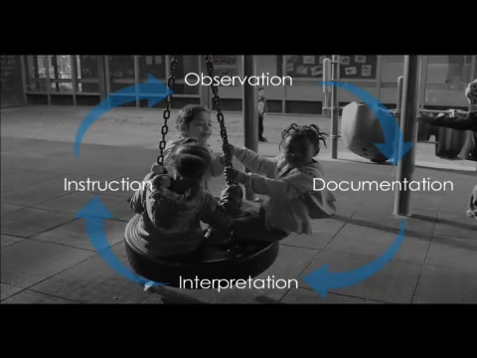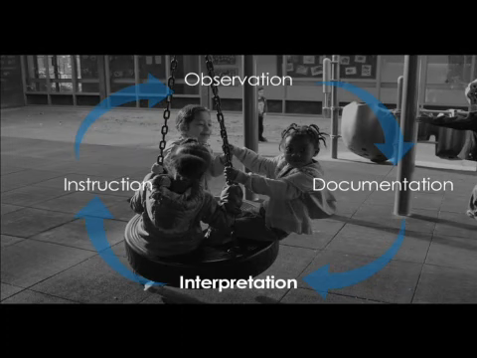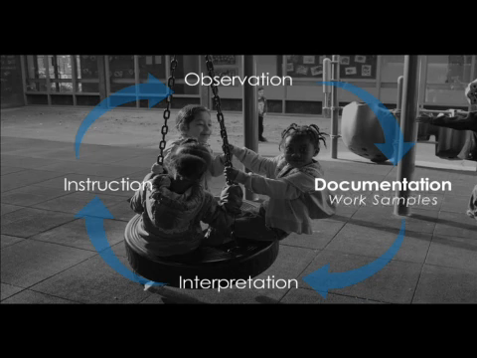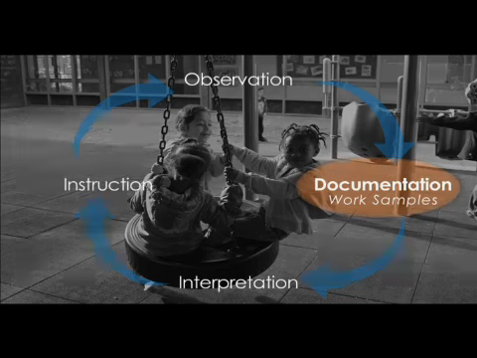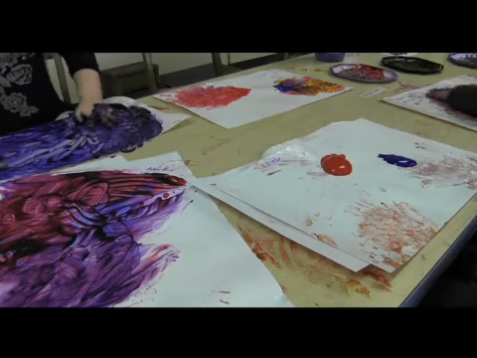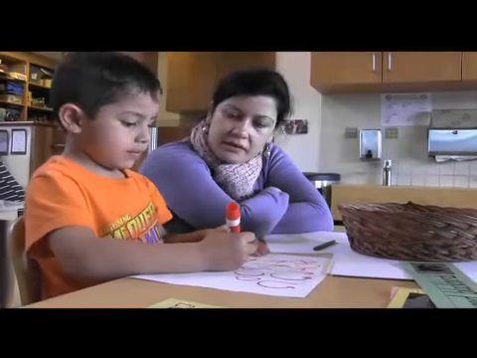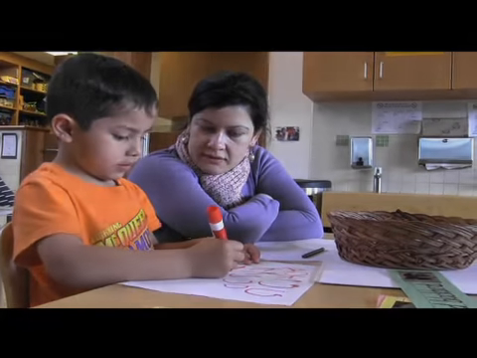In order to provide effective instruction, teachers need to observe, document, interpret, or make sense of the assessment information, and then use those understandings to plan or adjust instruction. Collecting samples of children's work is one way of documenting your observations about children's learning. Work samples can be a fun way to collect ongoing child assessment information. Include this method in your plans for documentation.